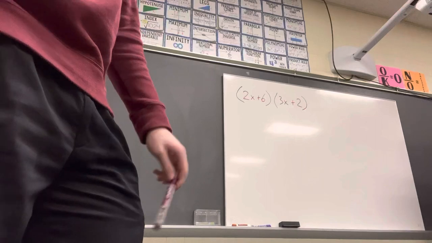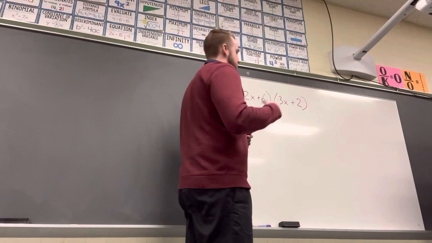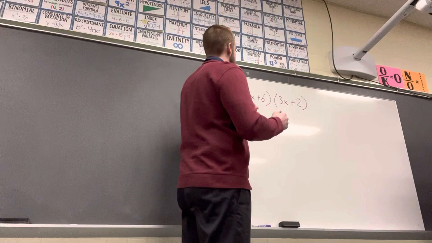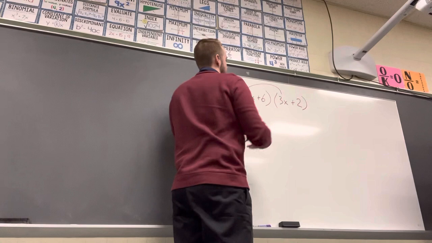All right, so we've been doing binomials times binomials, right? We're gonna start one of those. What's the first step? Remember, we're foiling, right? What's the first step? We multiply the 2x by what? 3x, right? First. So what is 2x times 3x? 6x squared, good. Then what's the next one?